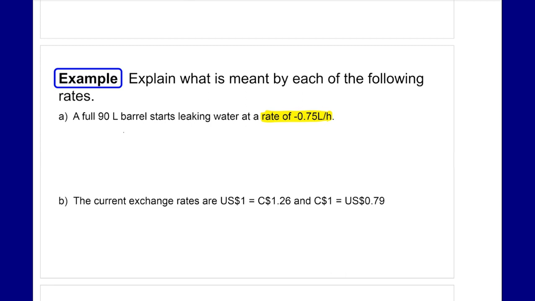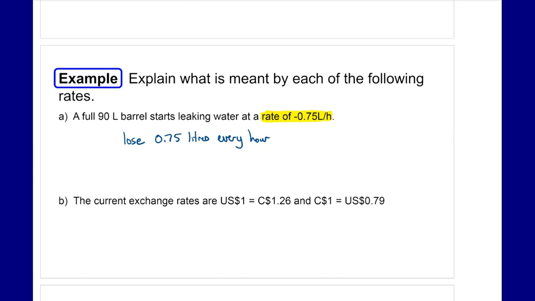Well, it means that we lose 0.75 liters every hour. So it's telling us how fast the water is coming out.